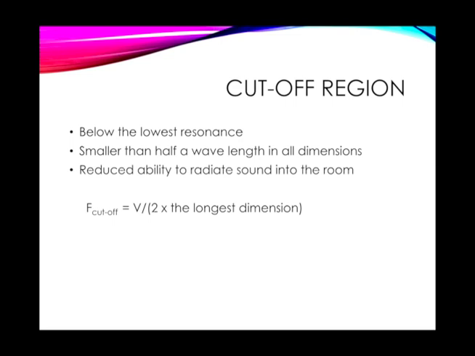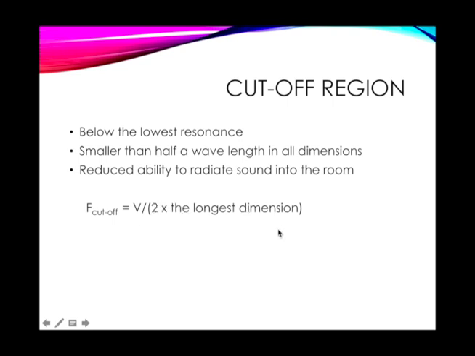Cutoff region is the frequency at which a room can't really sustain a sound well, okay? It's below the lowest resonance of the room, meaning the sound isn't going to be able to fully develop and propagate in the room well. And it's where the wavelength is larger than half in all dimensions, basically half of the longest dimension. So it's that reduced ability to radiate sound and develop sound so the room can support it. Basically F sub cutoff, the cutoff frequency, is velocity, which is 1130, divided by 2 times the longest dimension.